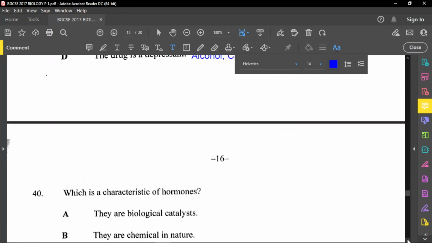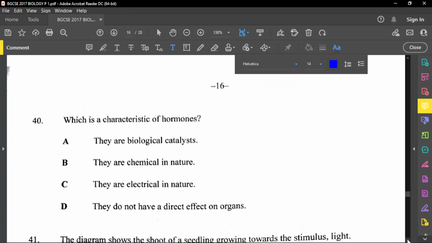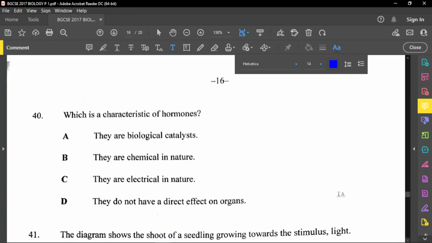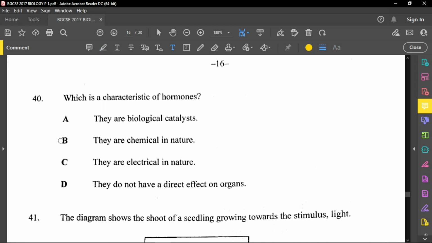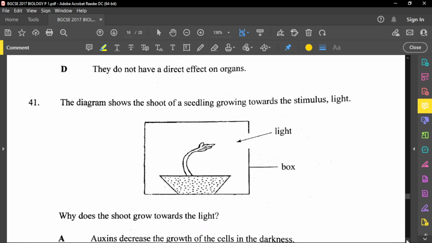Stay away from drugs. All right, number 40. Which is a characteristic of hormones? Hormones are biological catalysts? No, that's enzymes. Enzymes are biological catalysts. They are chemical in nature? Yes, they are chemical messengers. Impulses are electrical messengers, but hormones are chemical messengers. D says that they do not have a direct effect on organs. Not true. Once they reach the target site, they will have an effect on it.